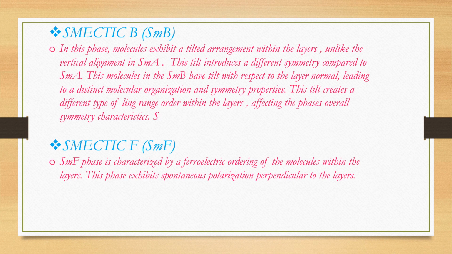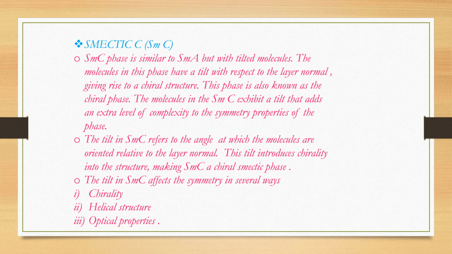Now we will see the most important phase, that is smectic C. This smectic phase is similar to smectic A but with tilted molecules. The molecules in the smectic phase have a tilt with respect to the layer normal, giving rise to the chiral structure. This phase is also known as chiral phase. The molecules in the smectic C exhibit a tilt that adds an extra level of complexity to the symmetric properties of this phase. This tilt in smectic C refers to the angle at which the molecules are oriented relative to the layer normal.